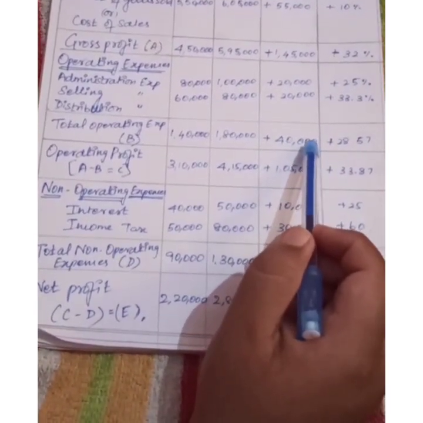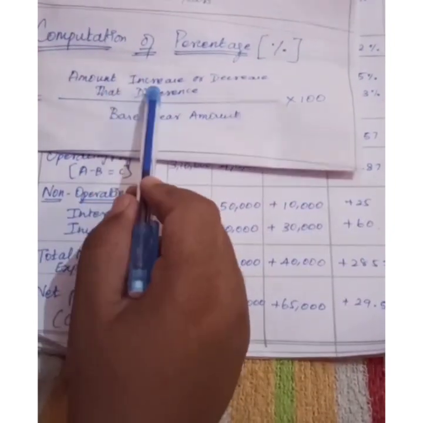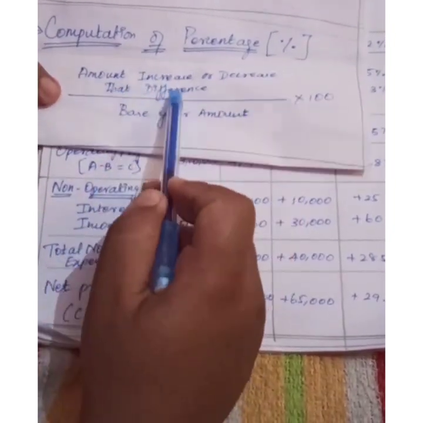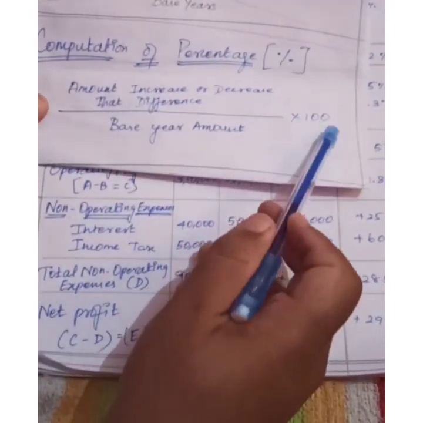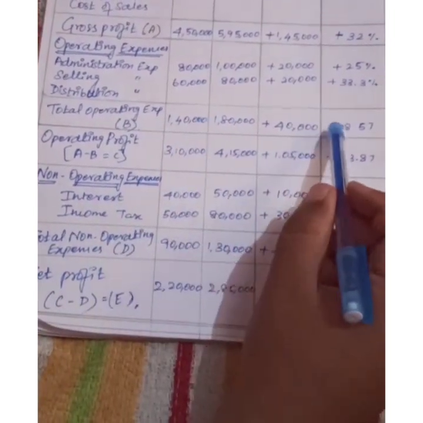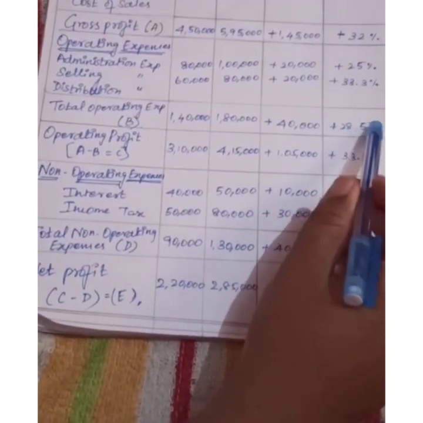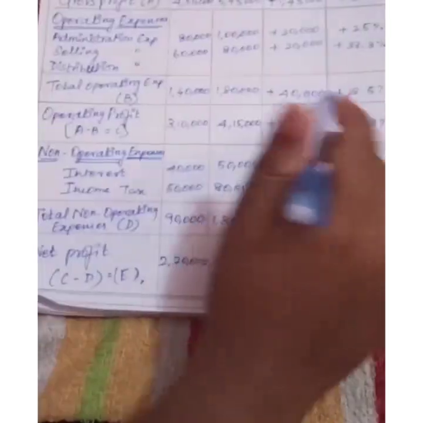And now using the same formula for computation of percentage, amount increases or decreases, that difference divided by base year amount into 100. Okay, that's it. I'm getting plus 28.57 percentage. You can also use calculators to get this.